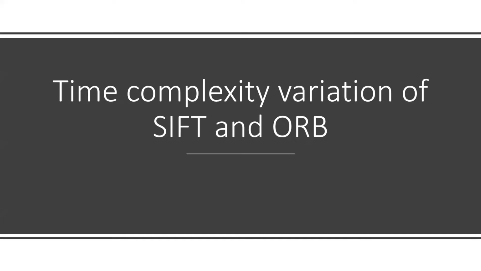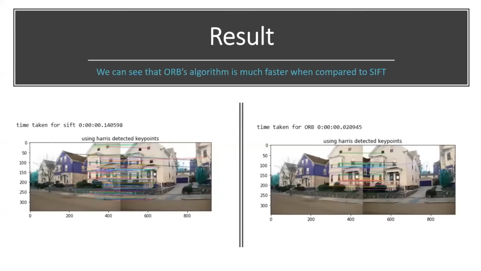Coming to the time complexity of SIFT and ORB, we can see that the time taken for SIFT to identify the keypoint matching between the two images is quite large when compared to ORB. ORB found the keypoints about 5 times faster when compared to SIFT.